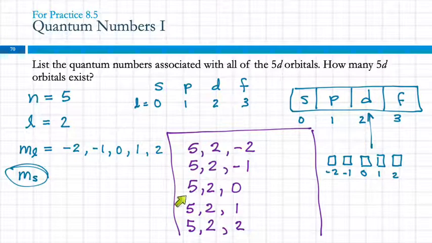This is the first number. They're all on the 5th floor, so they're all 5. This is the second number. They're all in that D room, and so l equals 2. And then the third number is different. I'm combining them, yes. This is n, l, m sub l.